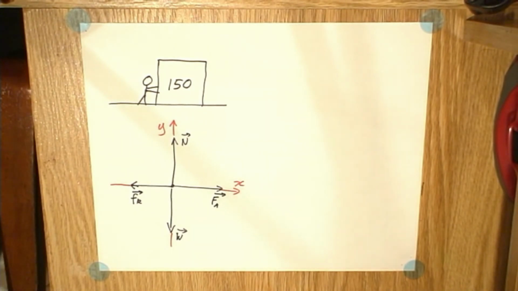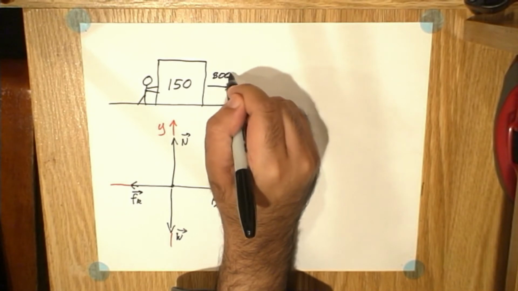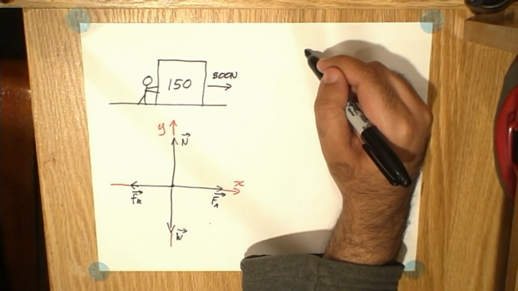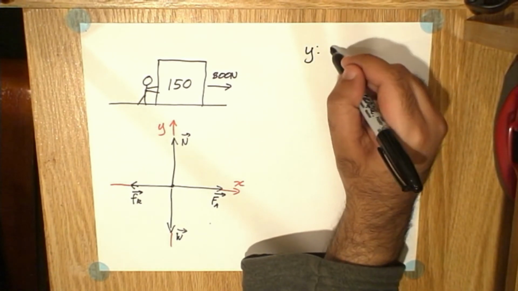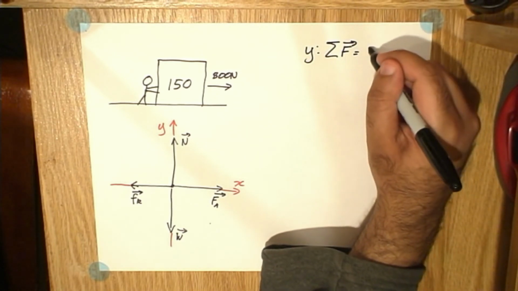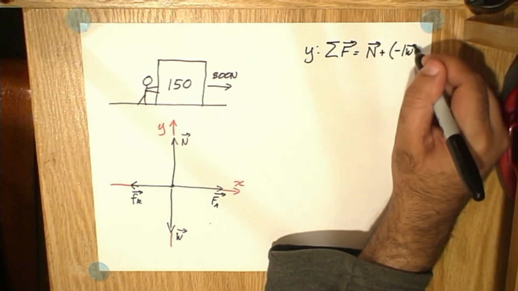Now, let's list all of the information that is known. Let's start with the y direction. I'll just keep one thing over here, which is that this object was being pushed with 800 newtons of force. That was the size of F sub A, the applied force. We'll hold onto that for later. First, let's solve for the forces that are there in the y direction. The total force in the y direction is equal to the normal force plus the negative of the weight force.